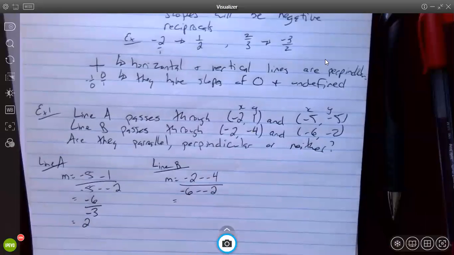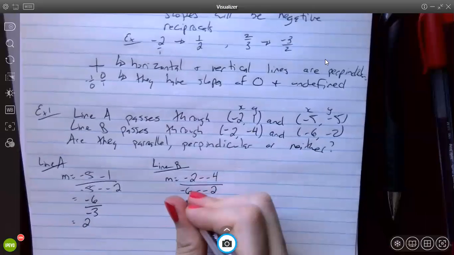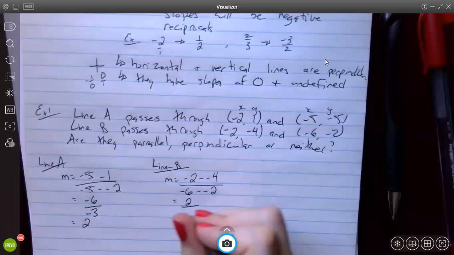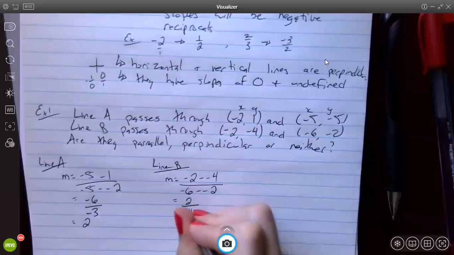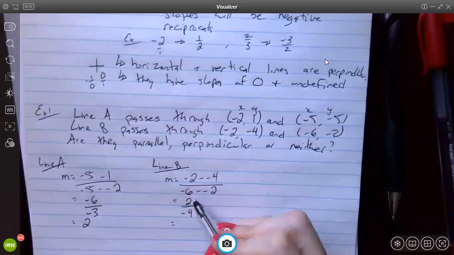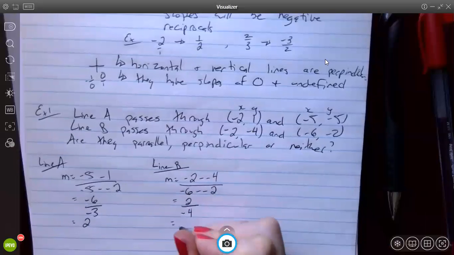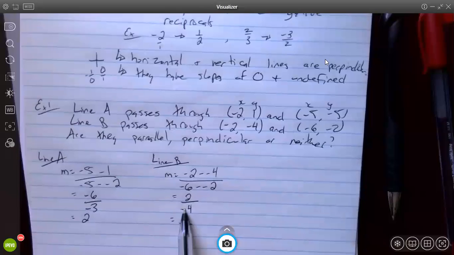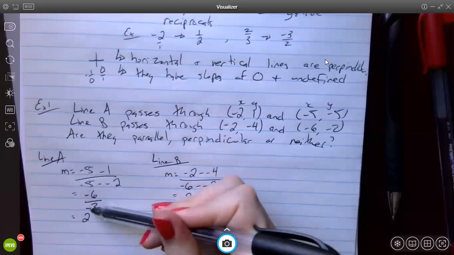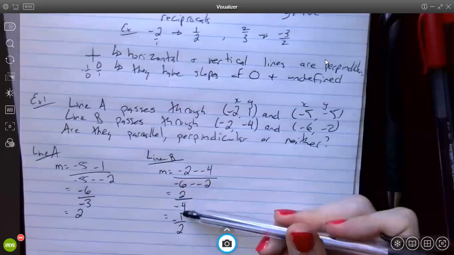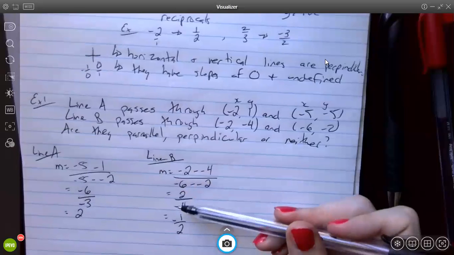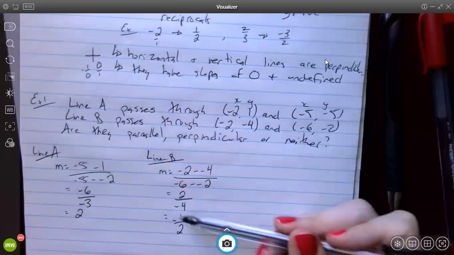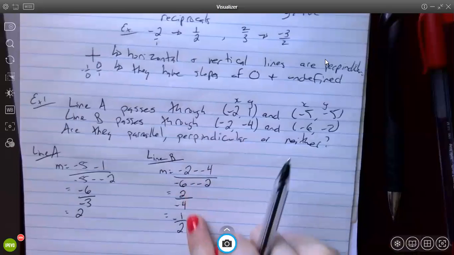So -2, take away -4 is 2. -6, take away -2 is -4. Which we could also write as -1/2. That is the simplified version. When you have two negative signs, like we did in line A, they cancel out. When you have one negative sign, regardless of whether it's on the top or bottom, it's always good practice to just write it on top, like I've done here. And then obviously 2/4 can be simplified as 1/2.